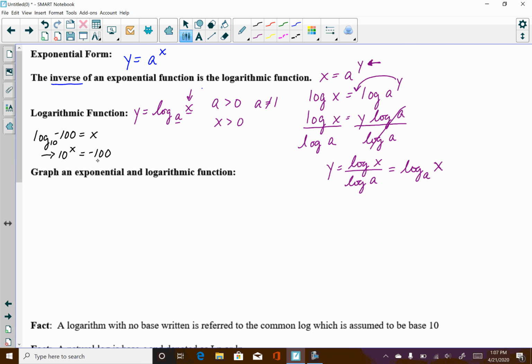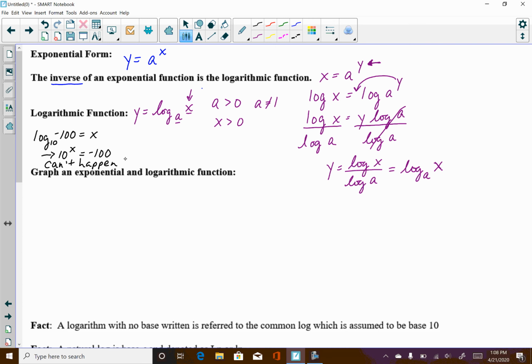And hopefully, even without going to your calculator, if you ask yourself, could you ever take a positive number and raise it to a power and get a negative? Absolutely not. Okay, so that can't happen. So that's why we're telling you here that your x value has to be positive. So I'm just going to write here, this can't happen.